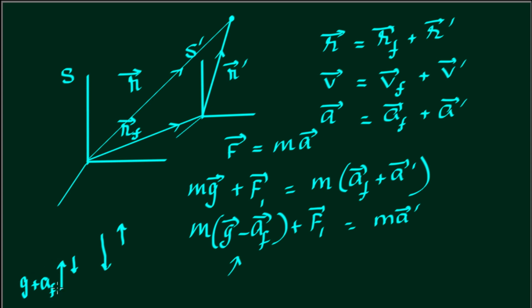G is already downwards, so the magnitude becomes G plus AF. Now normally, people call this minus MAF a pseudo force. We are not going to use pseudo forces. We are going to use Einstein's way of thinking.